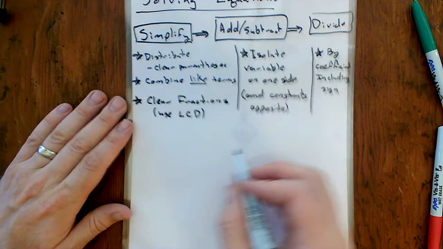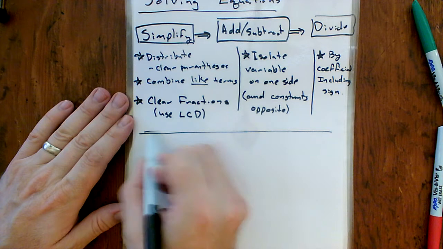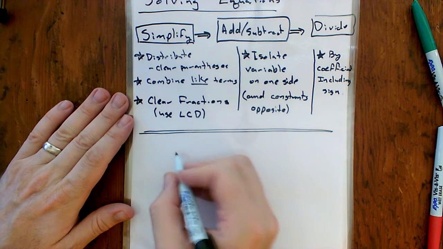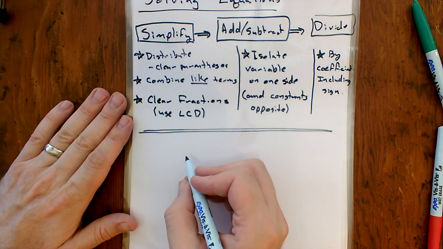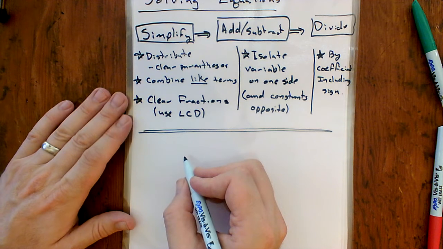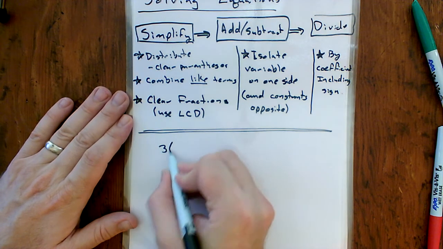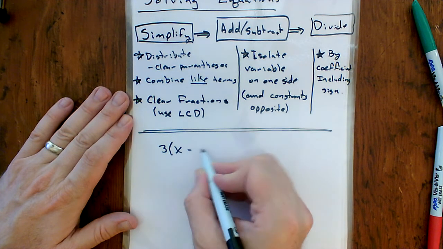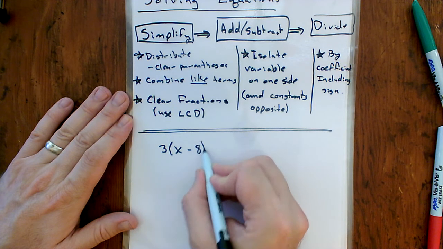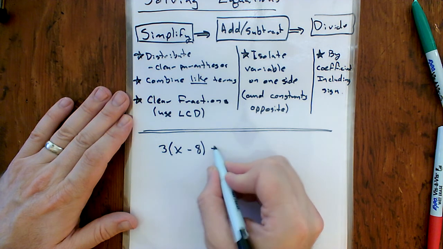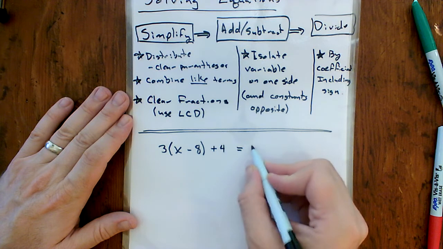So let's go ahead and give us an example of what this looks like. And I'm going to start us out with something like this. Let's start out doing something like, I'm going to do 3 times x minus 8, plus 4 is equal to 13.